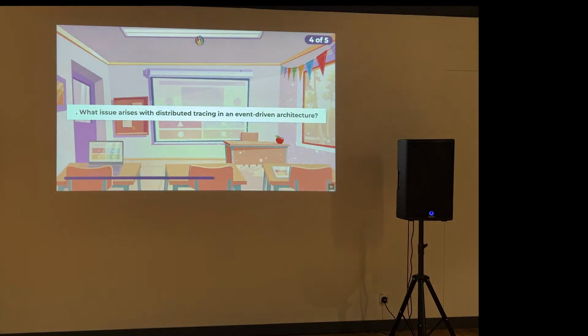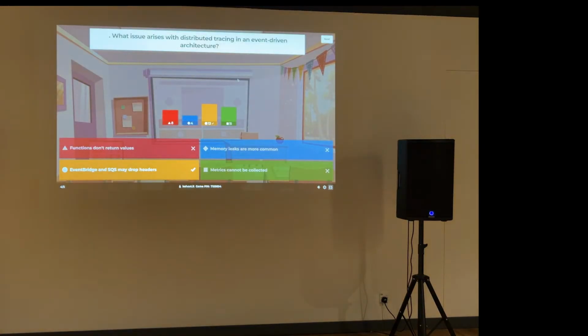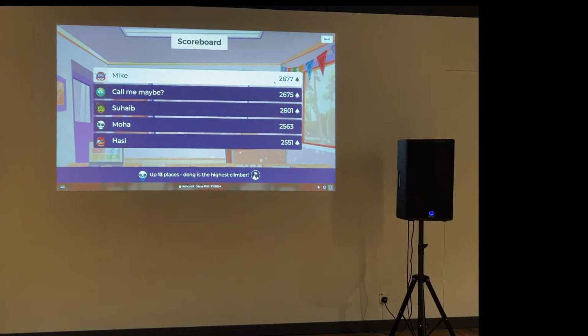What issue arises from distributed tracing in an event-driven architecture? Functions don't return values? EventBridge and SQS may drop errors? Memory leaks are more common? Or metrics cannot be collected? What do you think? The right answer is EventBridge and SQS may drop errors. 13 people answered right. Number 1, Mike.